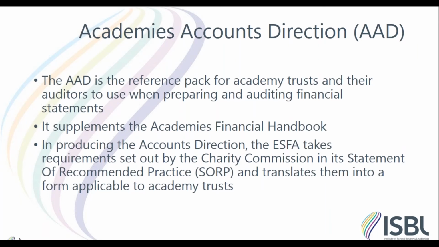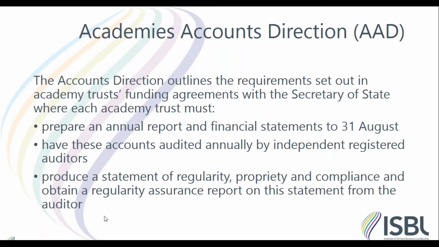The Academy's accounts direction is a reference pack for academy trusts and auditors when preparing financial statements. It's a supplement to the Academy's financial handbook. In producing the accounts direction, the ESFA takes requirements set out by the Charity Commission in its Statement of Recommended Practice, otherwise known as SORP, and translates them into a form applicable to academy trusts.